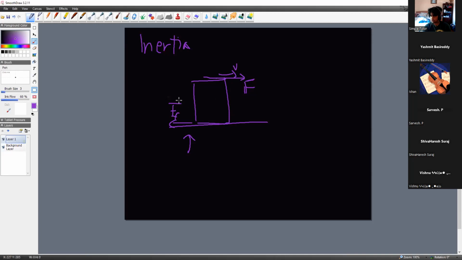So say I made this a little bit bigger. We'll draw it out that way, to a point where now F is greater than F_f. Now what happens to this object's motion? Does it speed up? Does it continue at the same rate? What's going to happen?